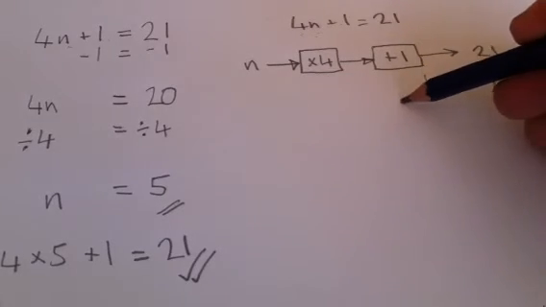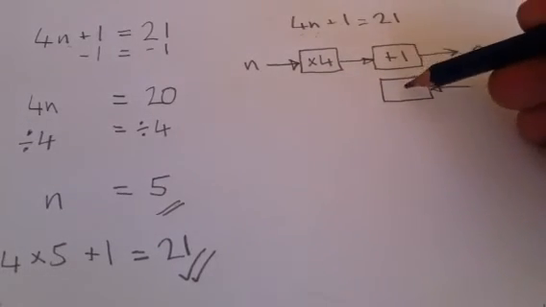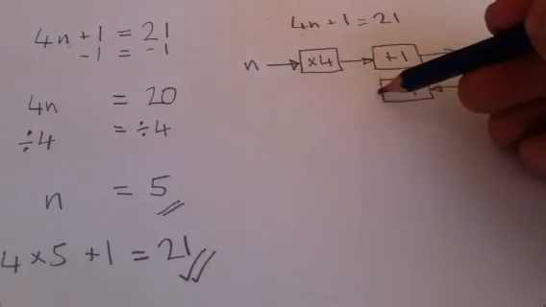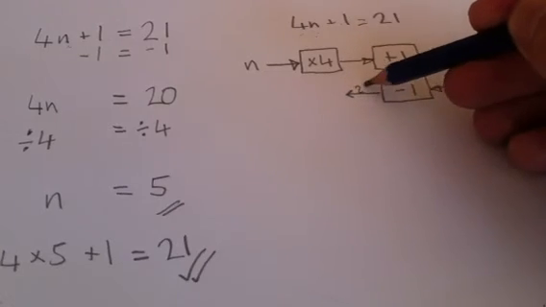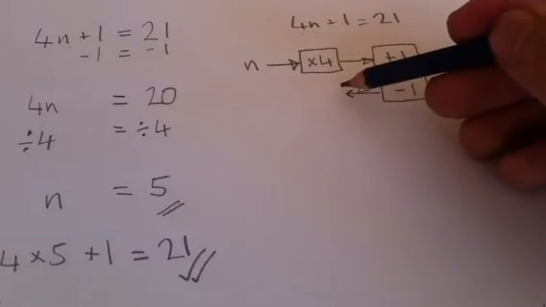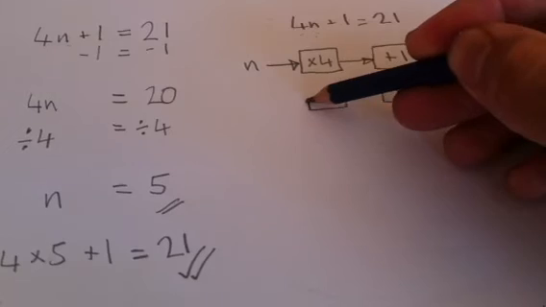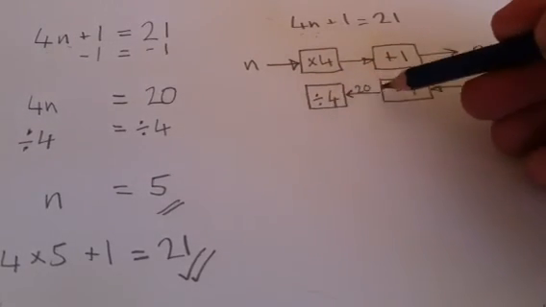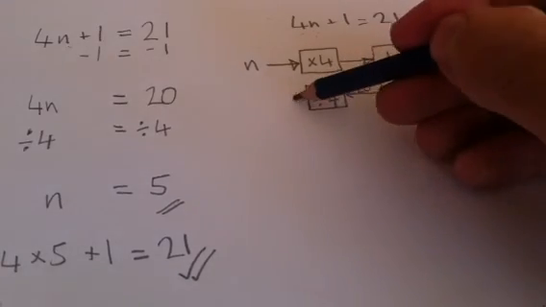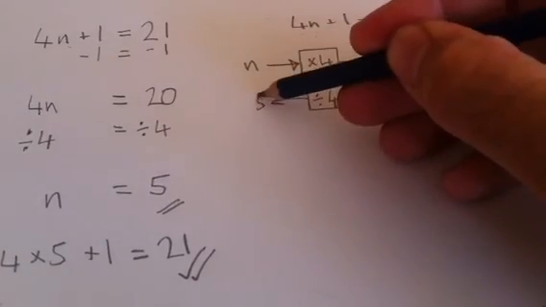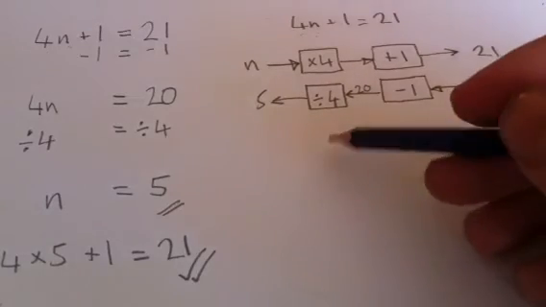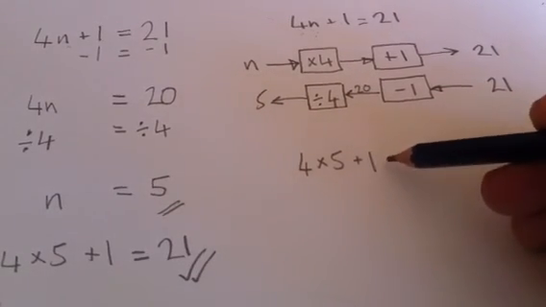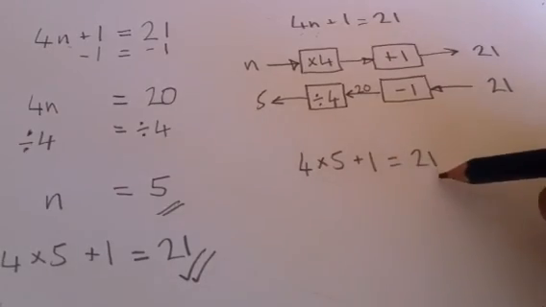So what's the opposite of plus 1? Well, it's take away 1. So 21 take away 1 is 20 so far. We times by 4 above here, so what's the opposite to that? Divide by 4. So 20 divided by 4 equals 5. And we can do the same check. 4 times 5 plus 1, well, it does equal 21.